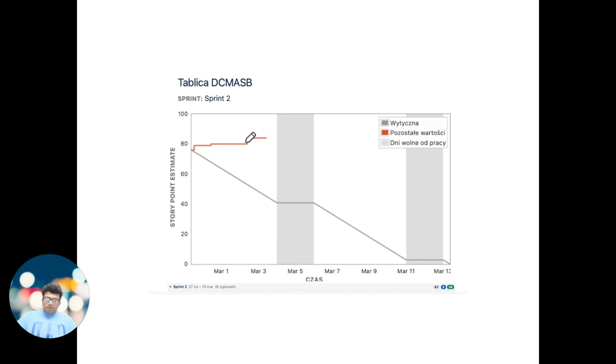The graph has gone upward. So if the team had completed 5 story points in day two, then the graph should go from 80 to 75. It should be burned down like this. So this is a typical burndown chart. Let me show some other burndown chart examples.